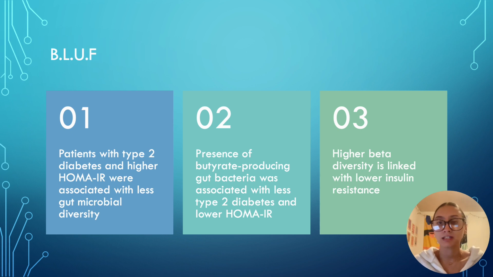Research found that patients with type 2 diabetes and a higher HOMA-IR, which is a measurement of insulin resistance, were usually associated with less gut microbial diversity. Diversity was measured through alpha and beta diversity. They also found that the presence of butyrate-producing bacteria was associated with less type 2 diabetes and a lower HOMA-IR. The research also determined beta diversity and found an inverse relationship with insulin resistance. Overall, this study provided great information that the development of type 2 diabetes is strongly associated to an individual's gut microbiome health.